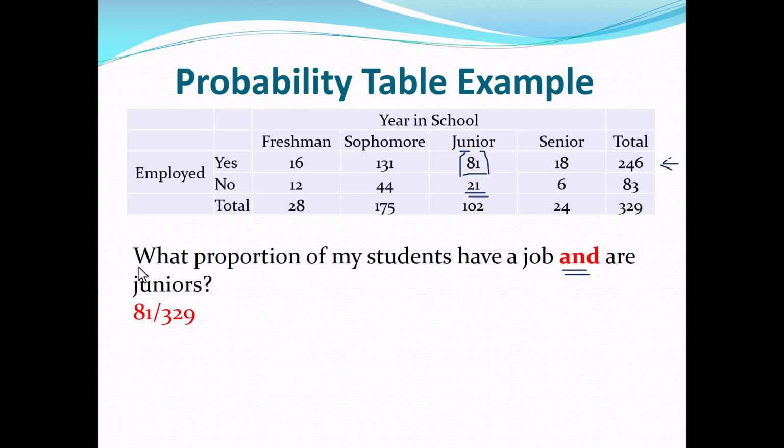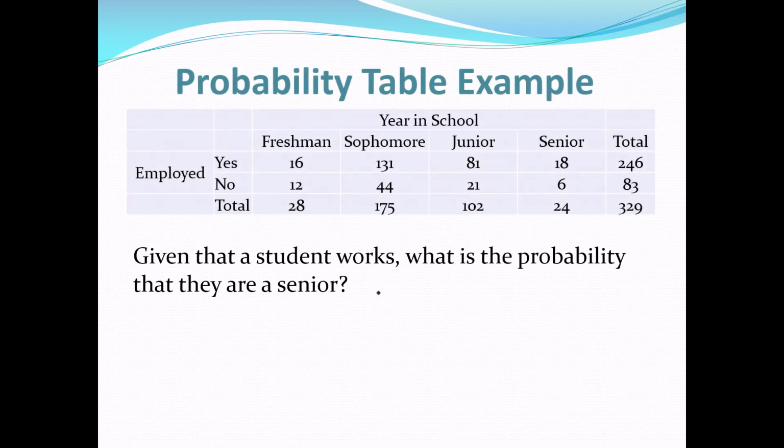Got one more to look at with you in this. Given that a student works, what is the probability they are a senior? And again, I mentioned earlier, there's different types of probability things you can find. Additive rule of probability. This would be a conditional probability because I'm telling you, and this is the way I typically word it. Look what I have here.